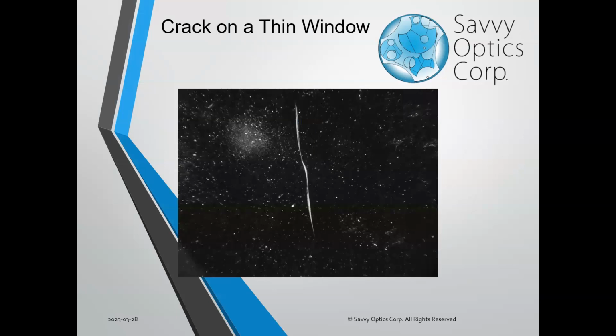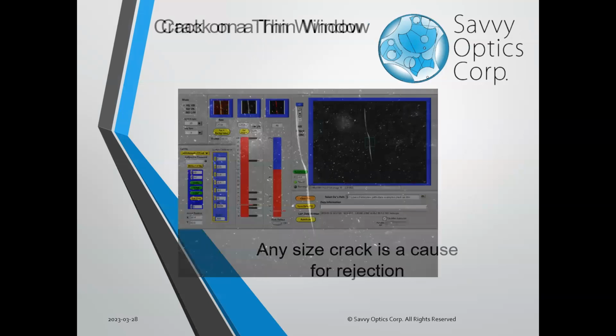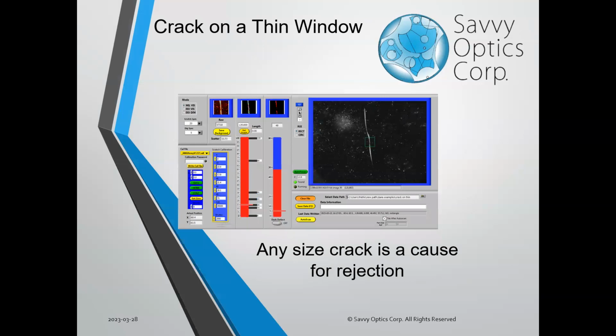This one's interesting. Looking at a thin window, found this crack. This is a fracture right through the glass, and fractures are never allowed. This is an unusual fracture. Most fractures show up on the edges. This fracture was right in the middle of the part. Any size fracture or crack is cause for ejection. It's never allowed.